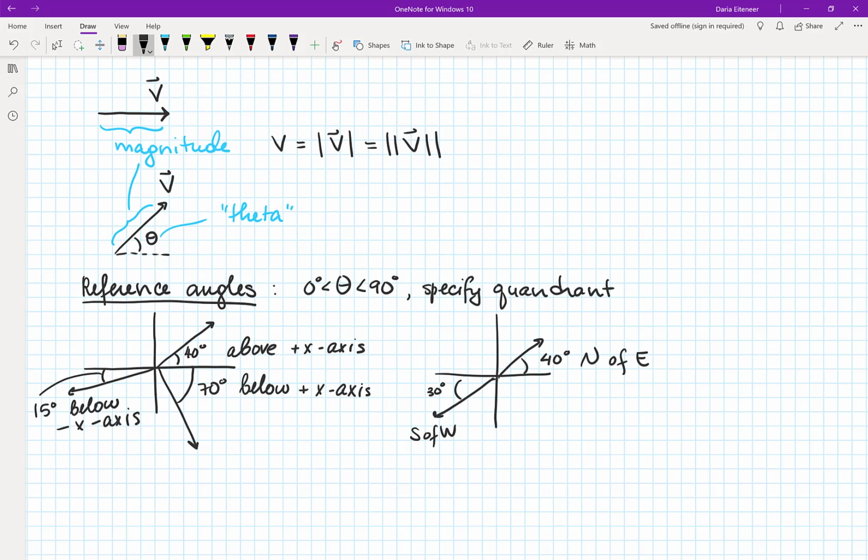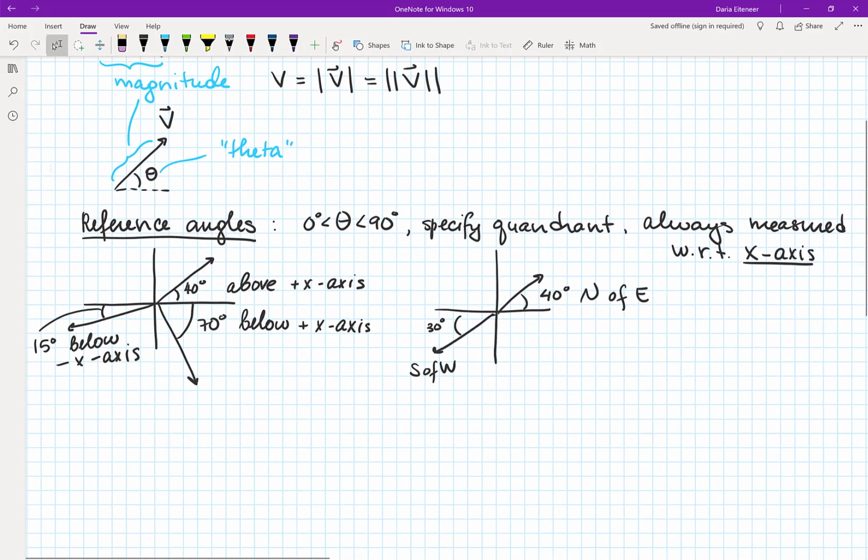Also, reference angle is always measured with respect to x-axis. Everybody knows this abbreviation, WRT stands for with respect to x-axis. So if angle is given to you in any other way, not with respect to the x-axis, in order to do everything that we're about to do with vectors, you're going to have to convert it to that notation. Make sure that it's in correct orientation or correct notation.